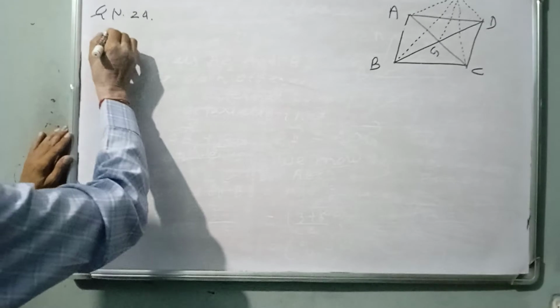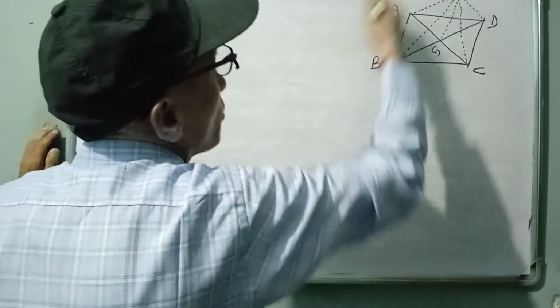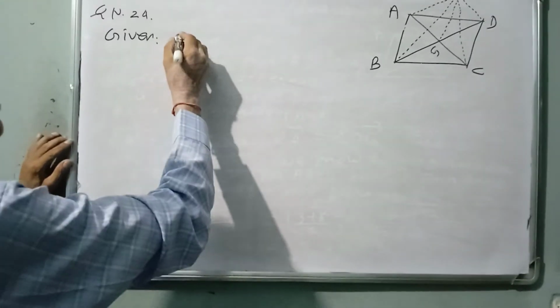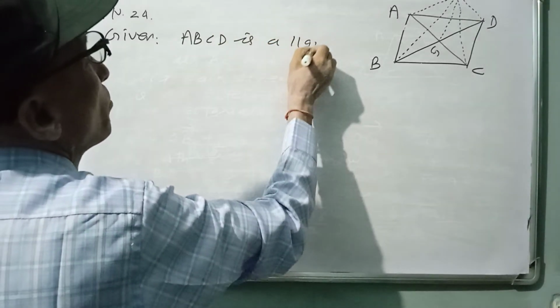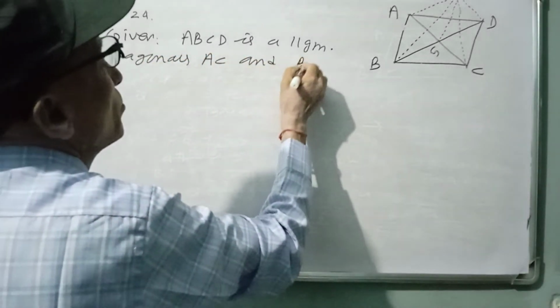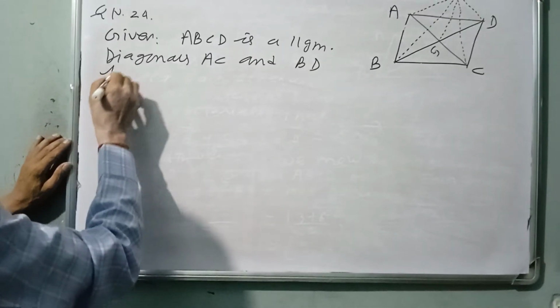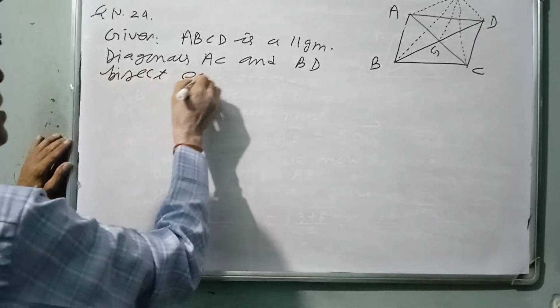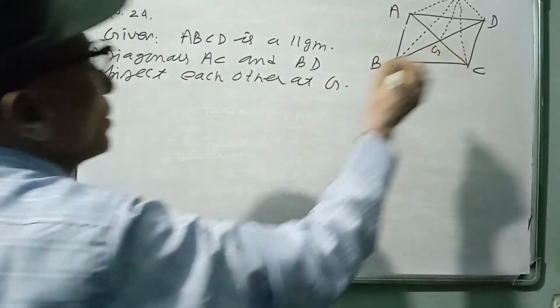What is given? First of all, write down the given condition. When writing the answer, when writing the solution, you have to copy this. What is given? ABCD is a parallelogram. Diagonals AC and BD, what do they do? Bisect each other at G.